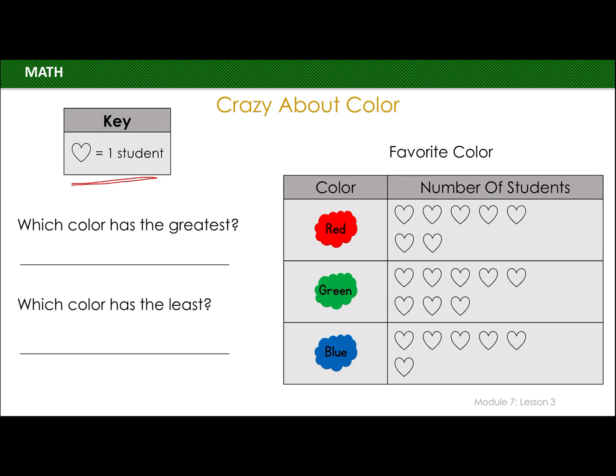Well, they look pretty similar, so I'm gonna count red first. 1, 2, 3, 4, 5, 6, 7. And I'm gonna count green. 1, 2, 3, 4, 5, 6, 7, 8. 1, 2, 3, 4, 5, 6. So I know that the color that has the greatest is green because there is 8.